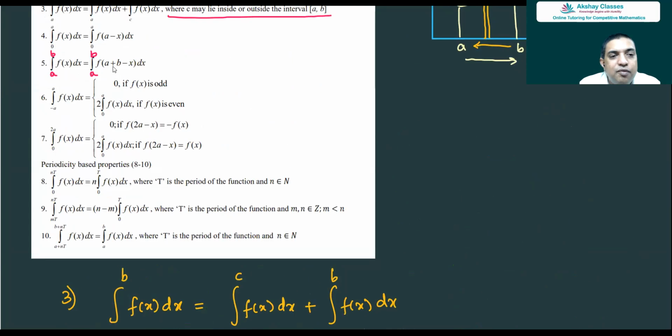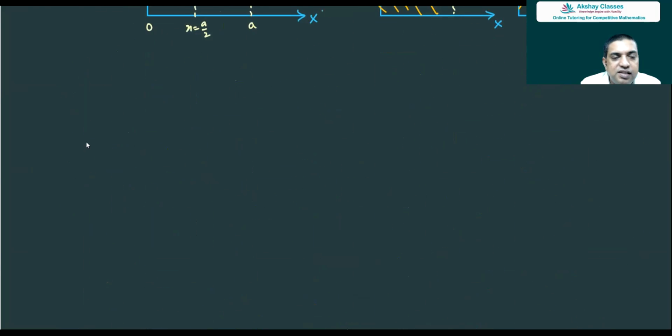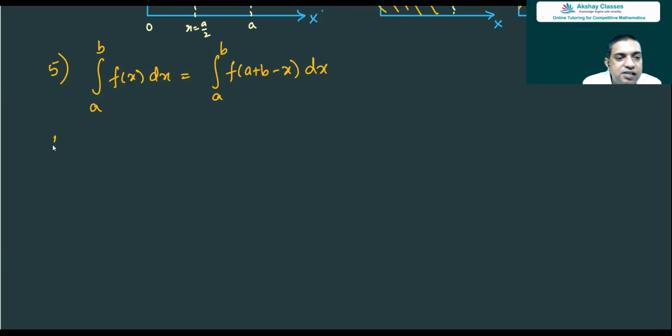So here the symmetry will be about x equal to a plus b by 2. At that point, it will be symmetric. Now, two more properties, the sixth and the seventh one. The fifth one was integral a to b f of x dx is integral a to b f of a plus b minus x dx. The sixth one, very, very important property, so many times asked, and it solves our problems very simply.